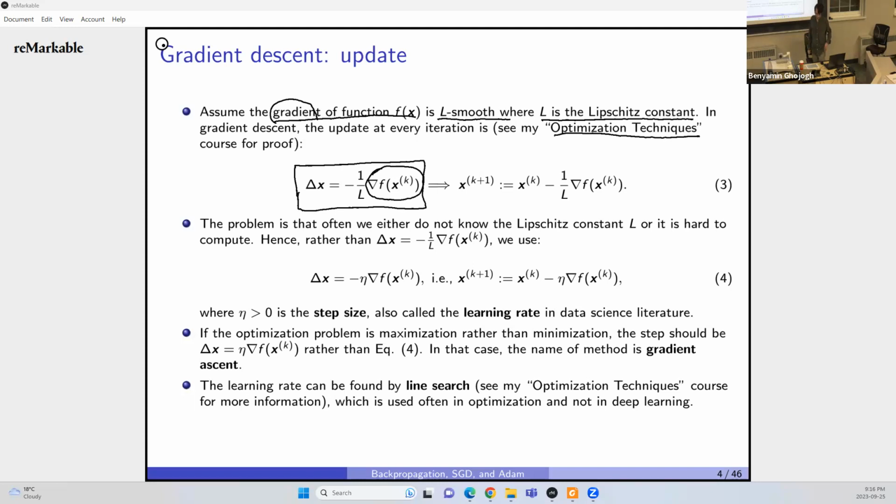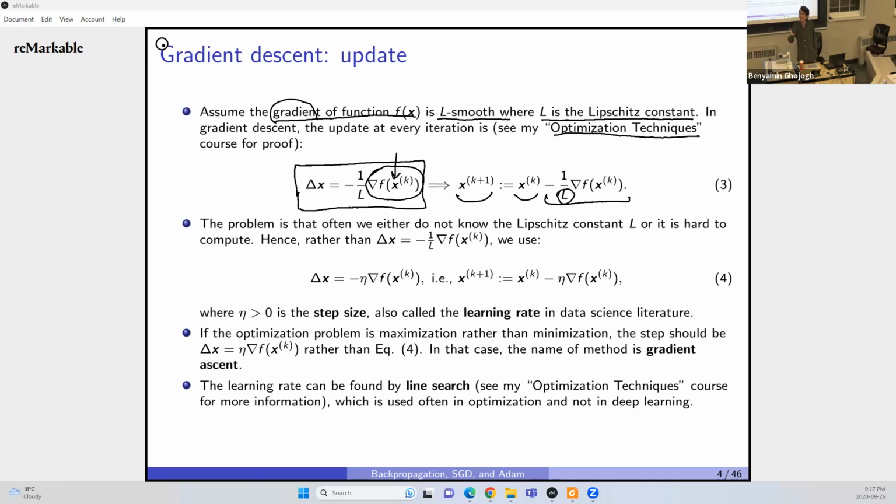Then my step in gradient descent becomes minus 1 over L times the gradient at that point. And this is my current solution in gradient descent. So my next solution will be my current solution with this step. However, there's a problem here. How can we calculate this L?